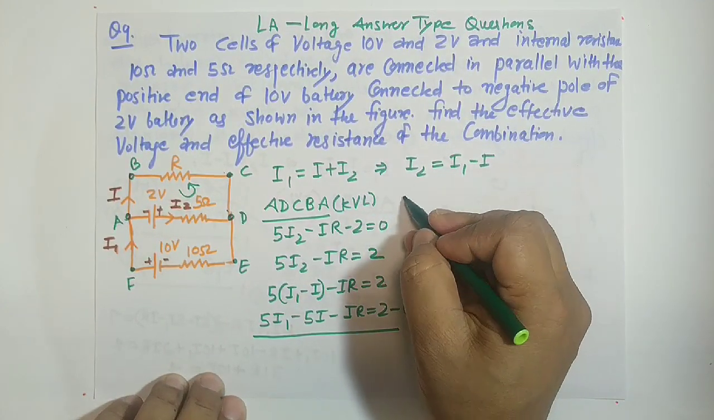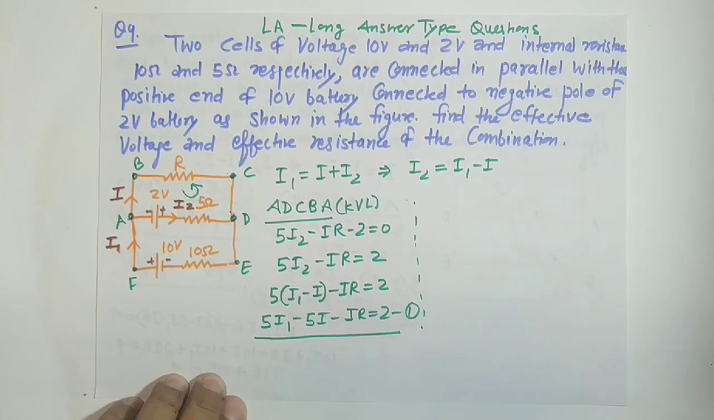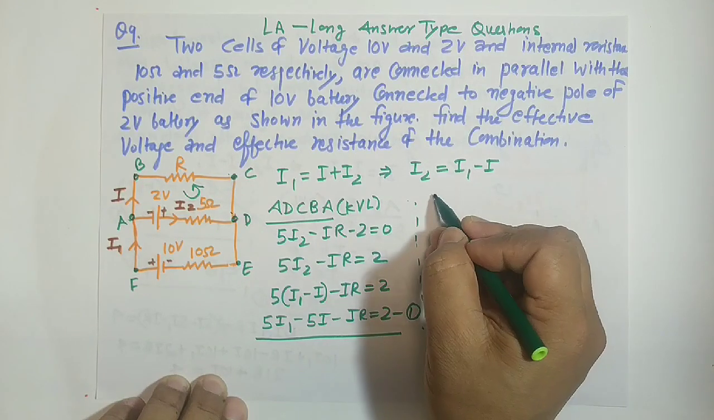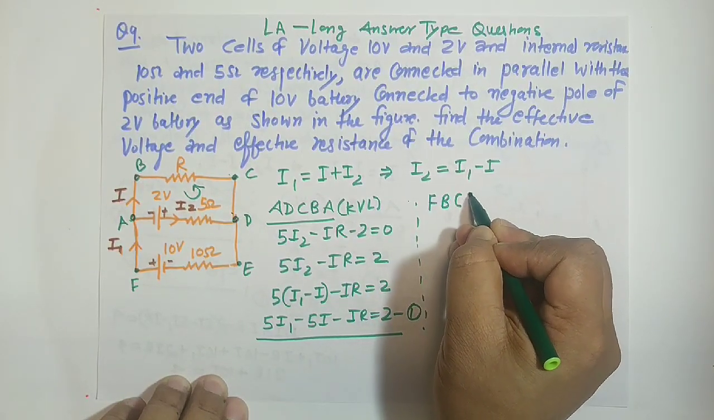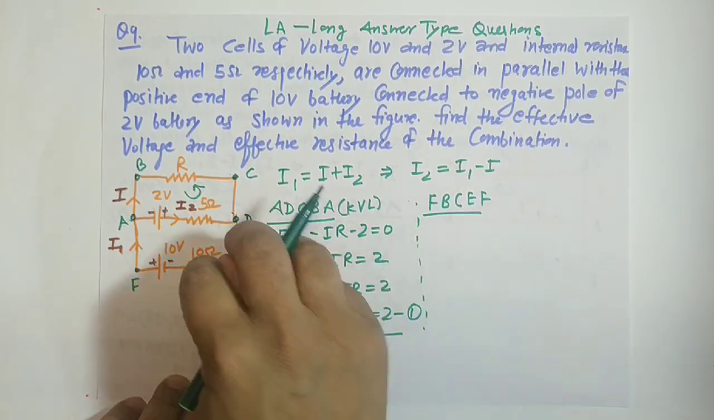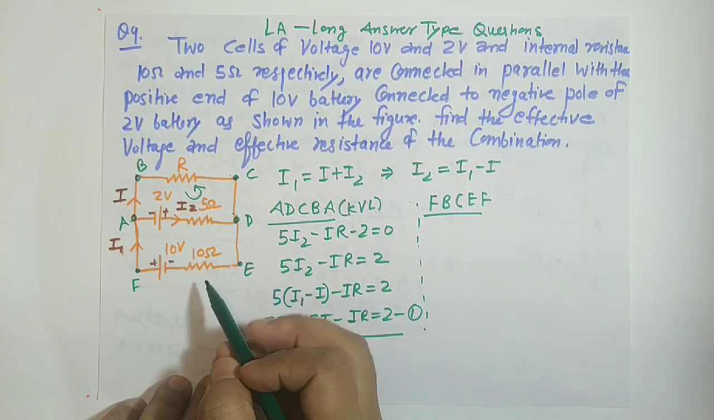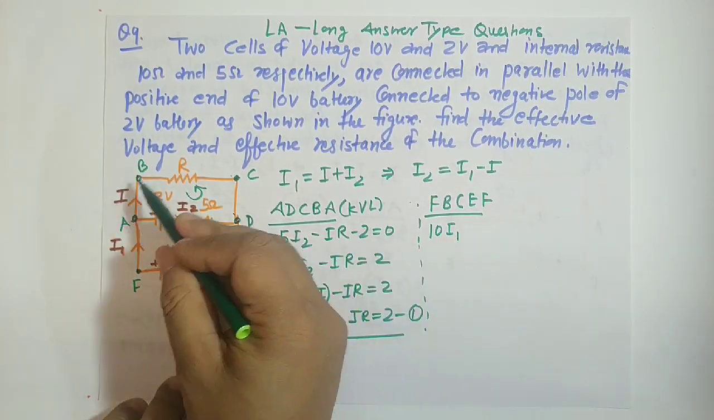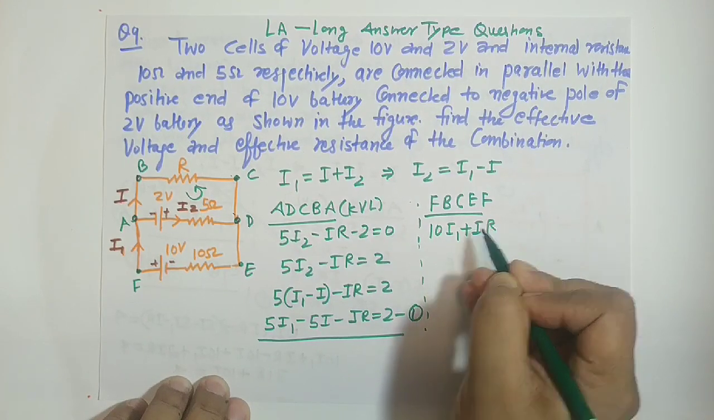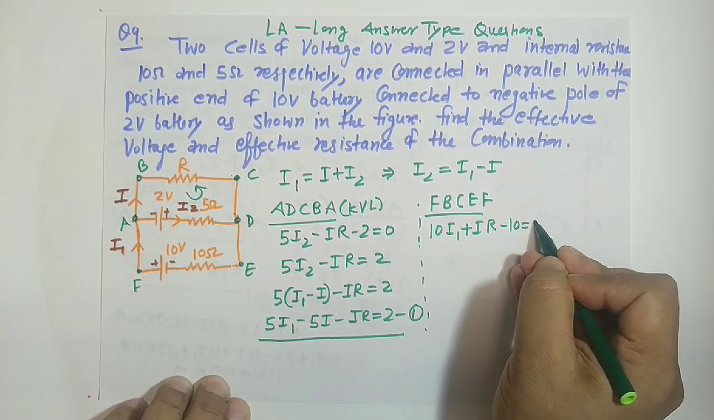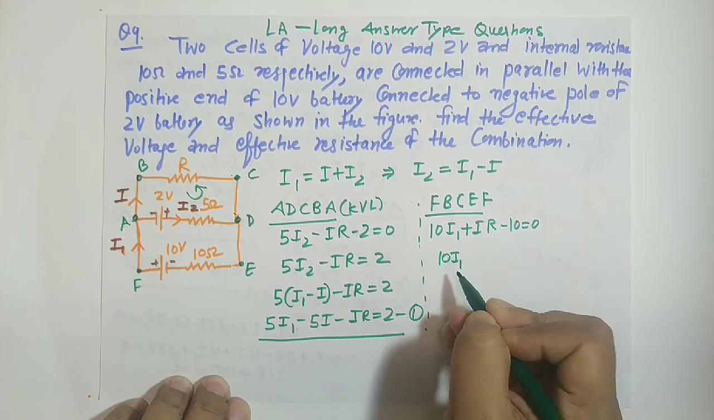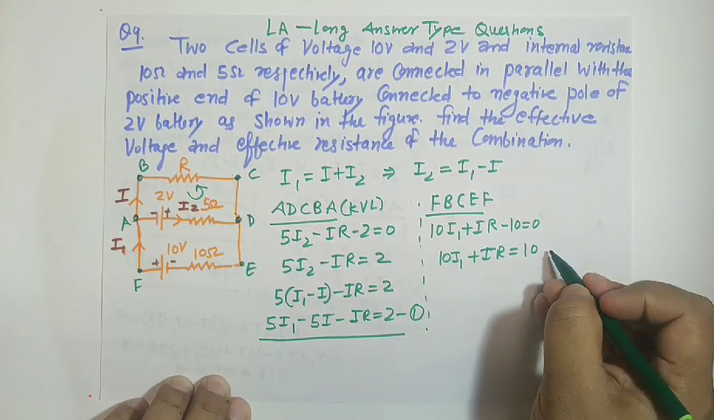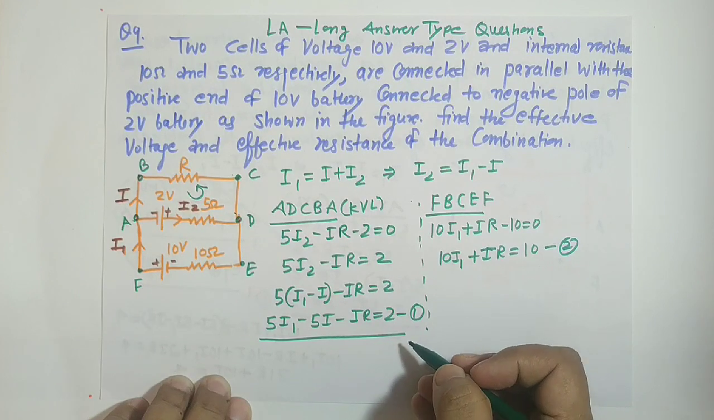Then we'll take another equation, and this time I am going to take the outer path. Okay, like this. Which path am I going to take? F, B, C, E, F. We can take this outer path of the circuit also. So this is I1 coming here. So I can write 10 I1 plus IR, and then coming to minus 10, minus 10 equal to 0. So 10 I1 plus IR equal to 10. This is the second equation. Got it? Now what do we do?